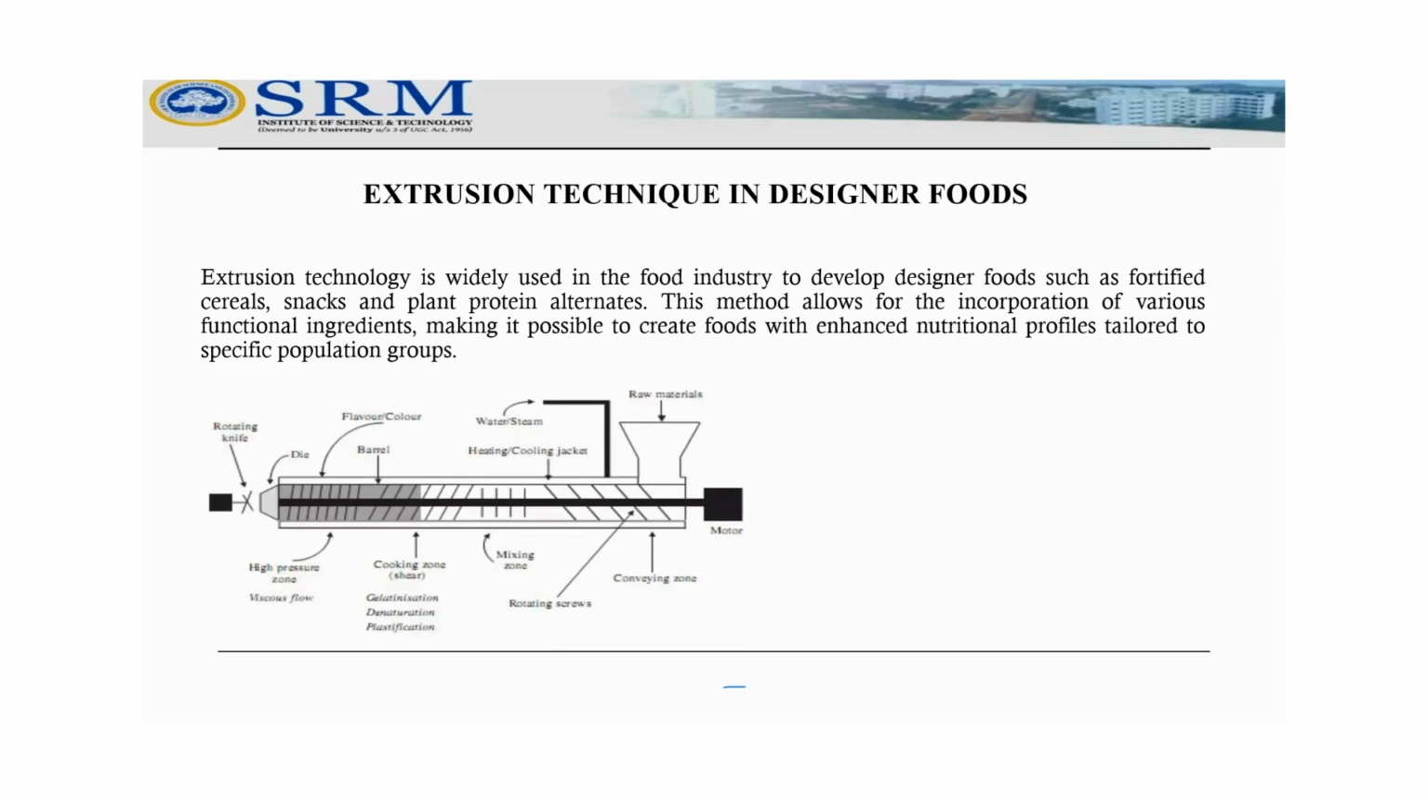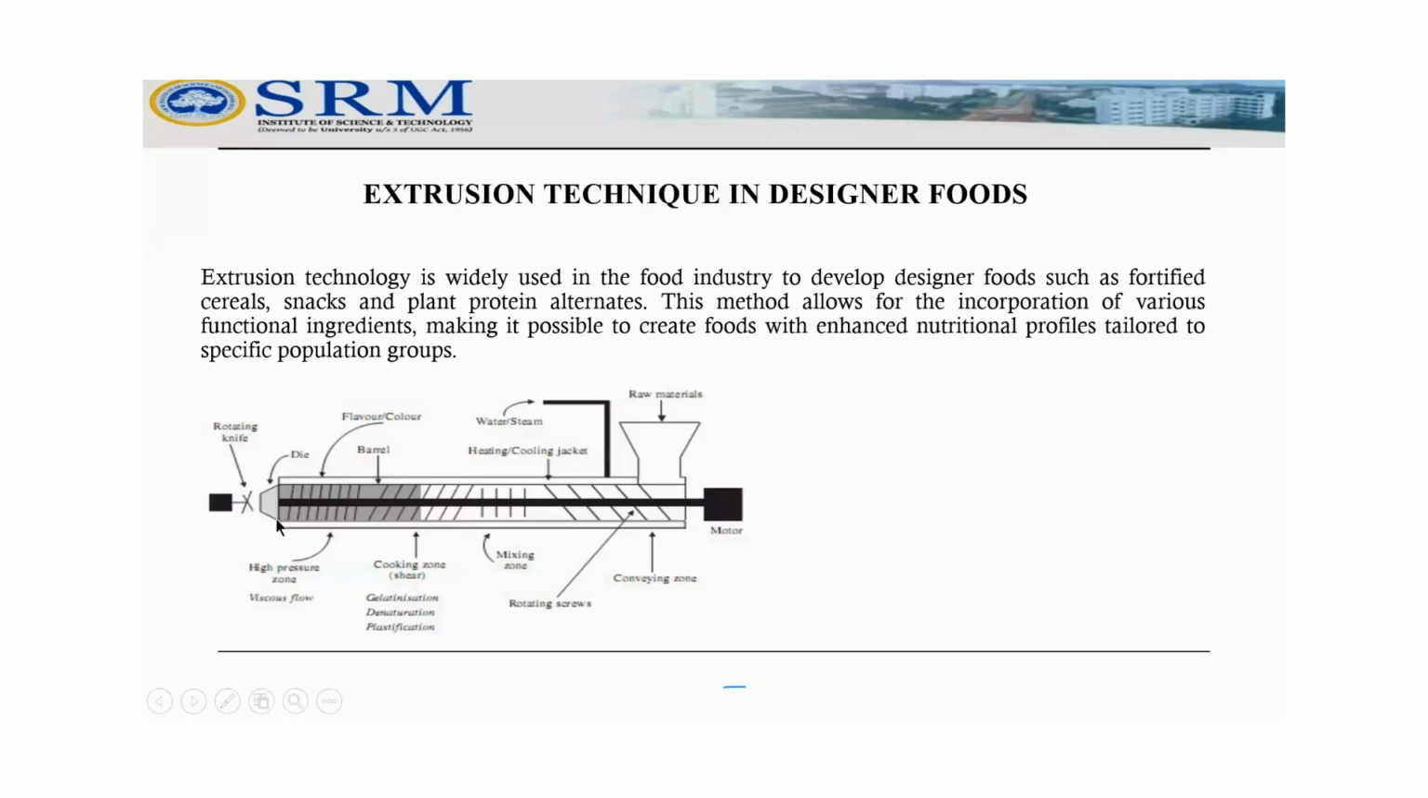So how it functions, you may be knowing, it is a single screw extruder. We need to feed the raw material through this feed hopper. This screw will rotate. There are different zones. First zone is the conveying zone. This conveying zone will convey the ingredients to the mixing zone, where mixing of the ingredients takes place. After mixing, the next zone is the cooking zone, where high temperature, heat will be applied, whereby mixing and cooking take place simultaneously. The next zone is the high pressure zone.